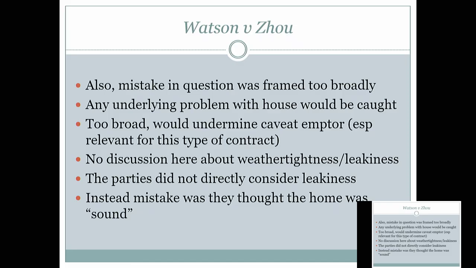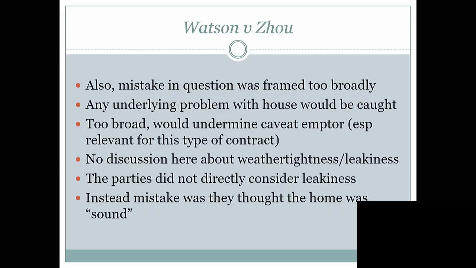But if that's a qualifying mistake, then, as I say, any defect in the house would be caught under the mistakes legislation, which is far too broad and undermines caveat emptor. But also, the fact that they didn't turn their mind or consider leakiness in particular is a problem when you're trying to argue mistake, because look at the wording of section 241A2.